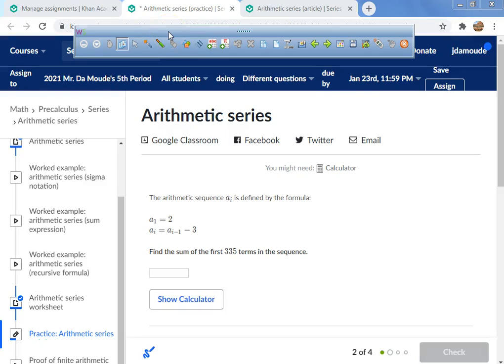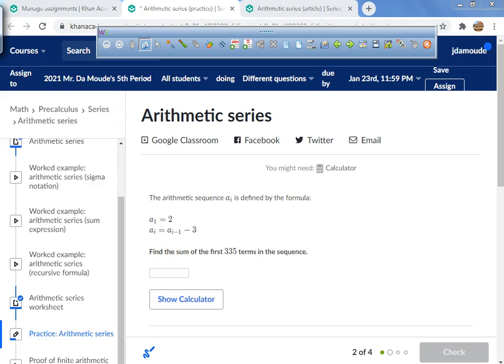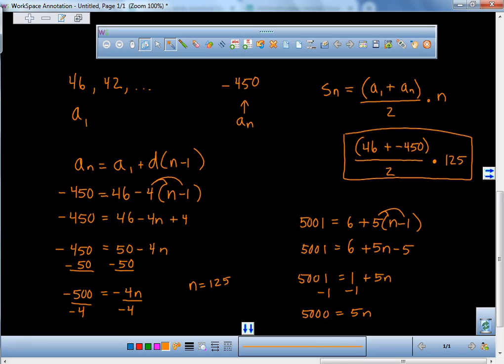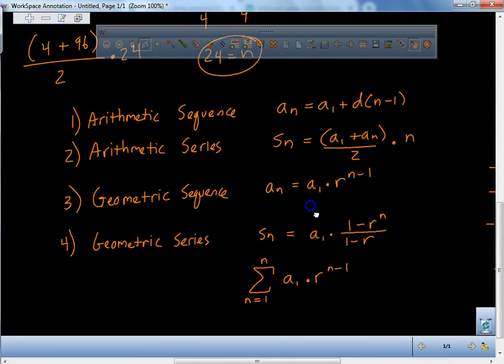All right, everybody, we're going to be talking about arithmetic series. I'm going to do a quick little review of what an arithmetic series is. I'm going to go back to my notes right here. All right, these are the formulas that you're going to need.